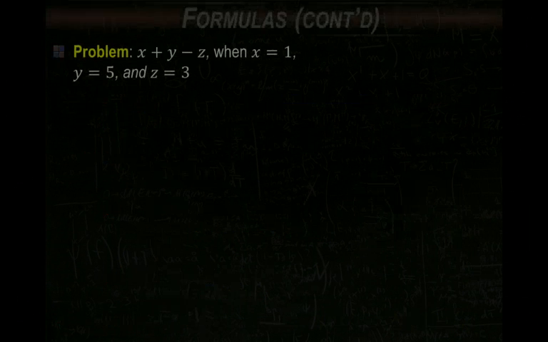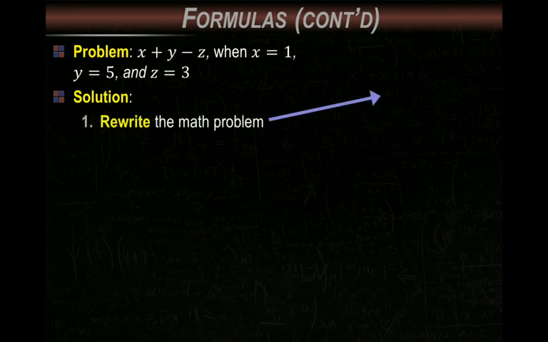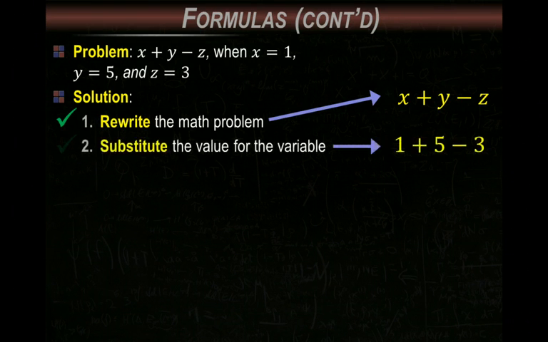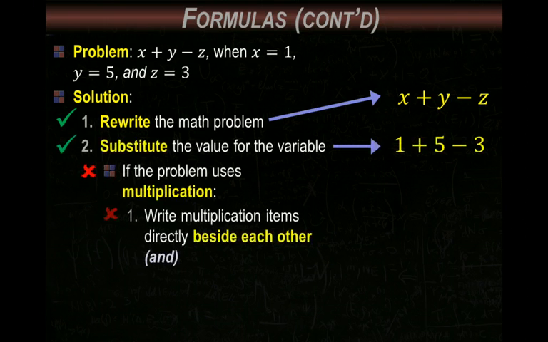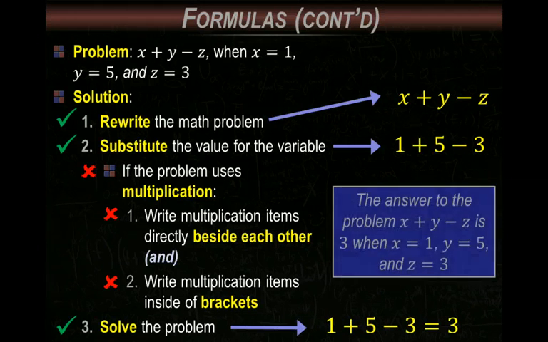Let's try another one. Okay, now we got 3 variables. X plus y minus z when x is 1, y is 5, and z is 3. Okay, step 1, rewrite it. There's the rewrite. Step 2, rewrite it again, but substitute in the values. We're subbing them in. No multiplication, so we can skip all those steps and solve it. In this case, we'd use order of operations to solve it, and we get 3.